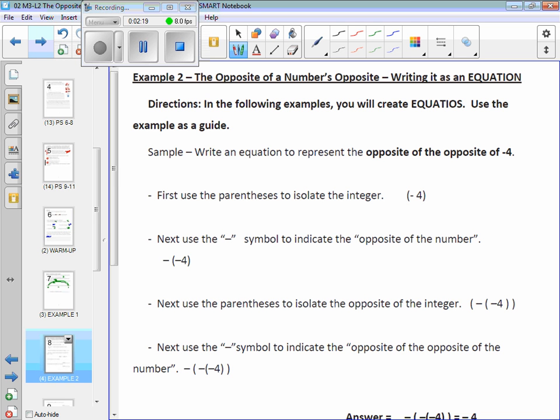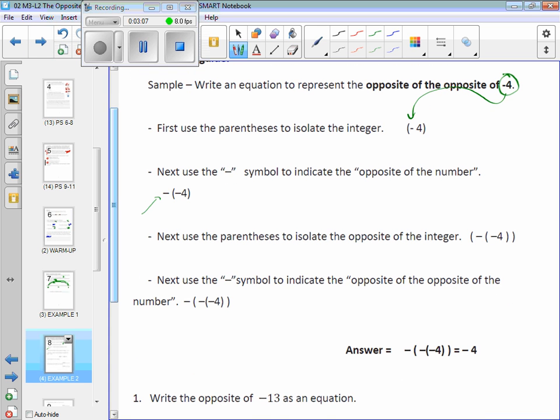Suppose I want to do the opposite of negative 4. Here's how you do it. The first thing you do is take the integer. In this case, the integer itself is negative 4. And you put it in parentheses. So all that is right now is negative 4 in parentheses. Now let's say I just want to show the opposite of negative 4. I'm going to put a negative symbol outside the parentheses. And the way we now read that is the opposite of negative 4. Which is what, by the way? 4. What does that equal? 4.